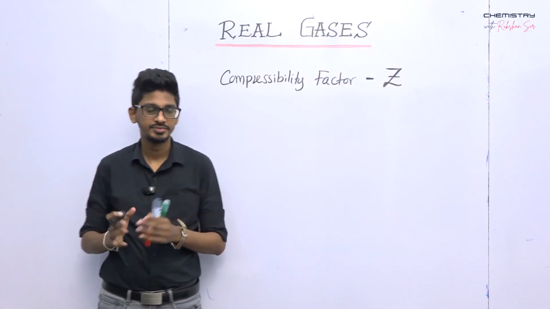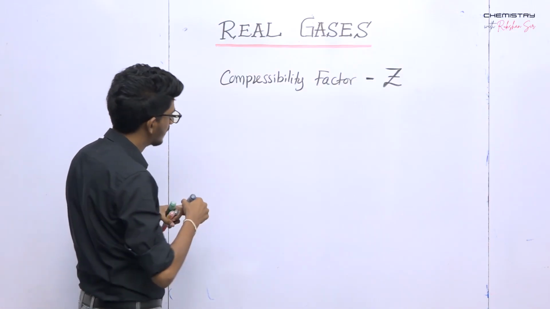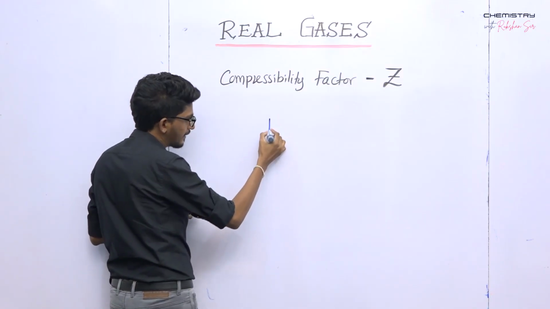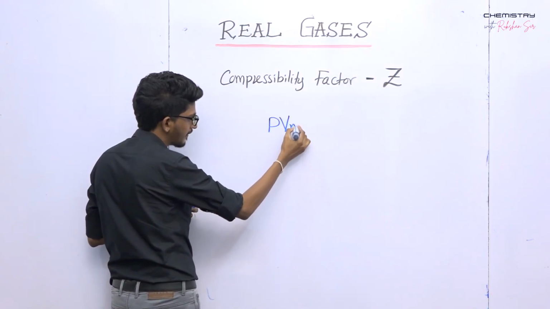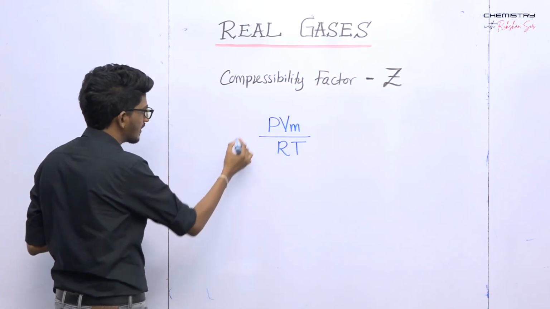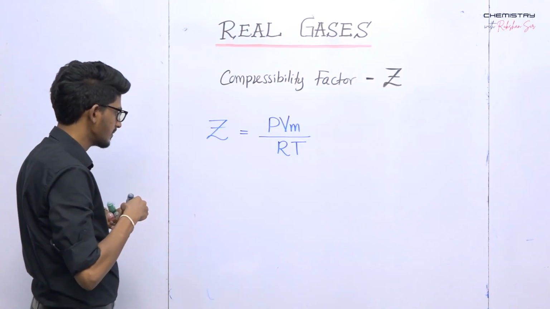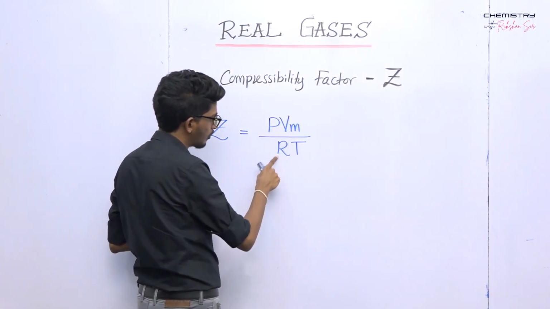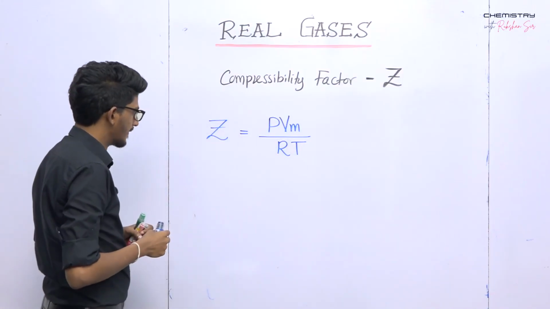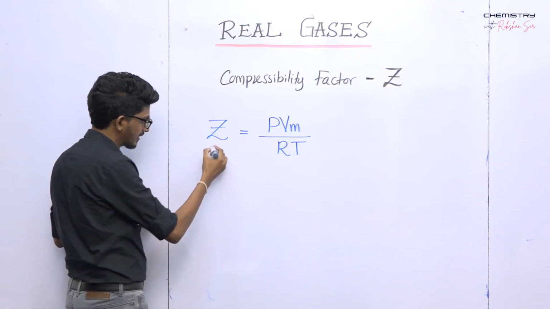Let's discuss the definition. The compressibility factor is this ratio for any real gas under consideration: PVm over RT. The ratio of PVm over RT is referred to as the compressibility factor of a real gas. So this is the compressibility factor.